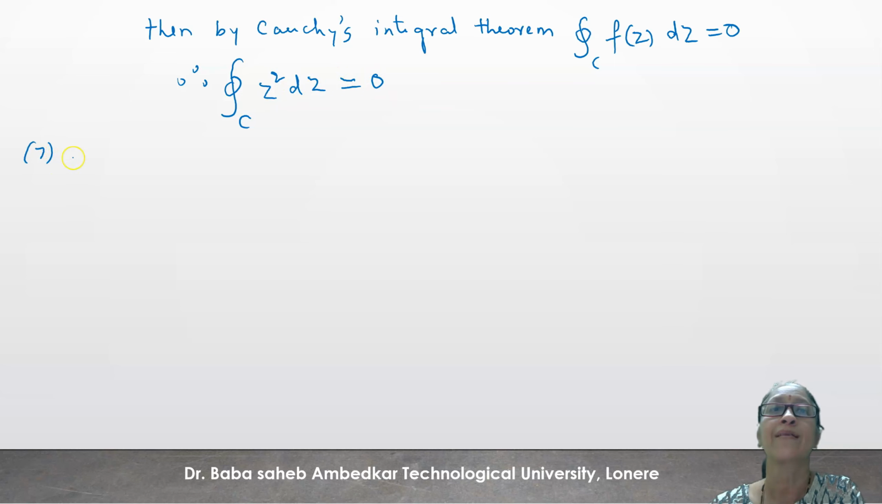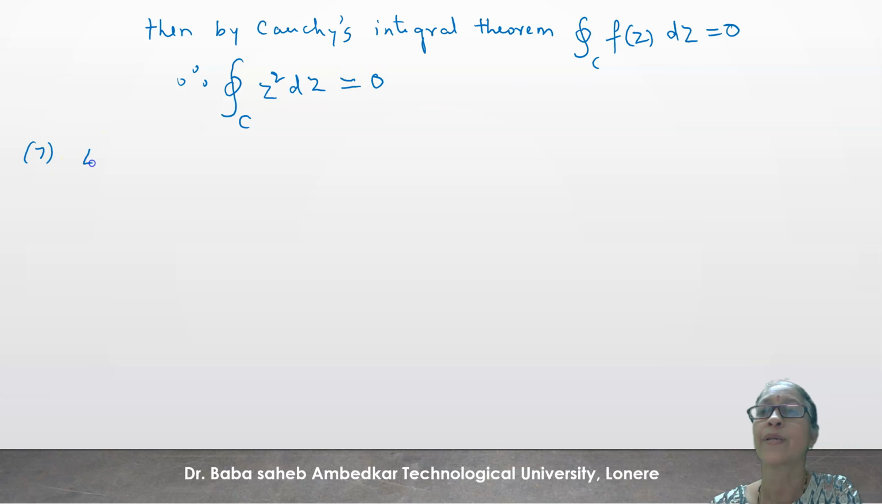Now let us see one more example, the last example. Evaluate the integral of dz by z square minus 1, where c is x square plus y square equal to 4. Here the equation of the circle is directly given in terms of x y, right? So here first we have to evaluate this integral, dz by z square minus 1.